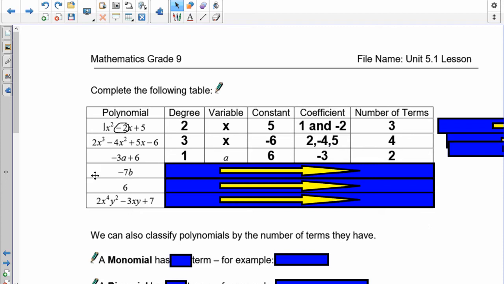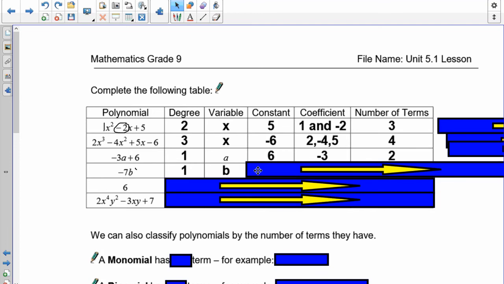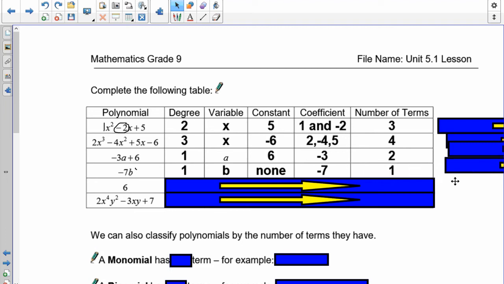This one here, degree. Take a look at the exponent. The exponent here is a 1. So that means that this has a degree of 1. The variable is a b. The constant is a negative 7. You got to include that negative with it. Oh, sorry, wrong way. That's the coefficient. The constant, there's nothing there. So this has no constant. Next, negative 7 for the coefficient. And of course, there is 1 term involved here.